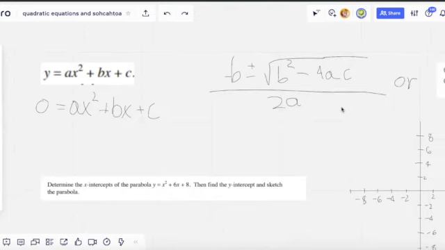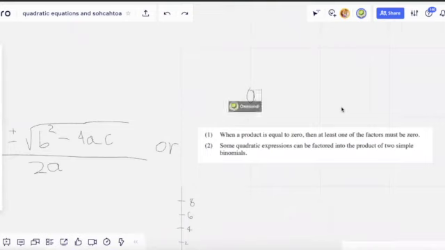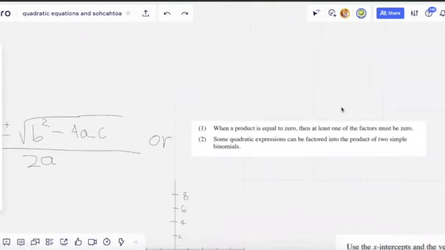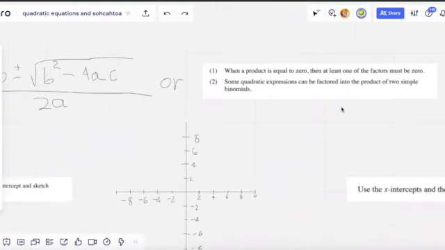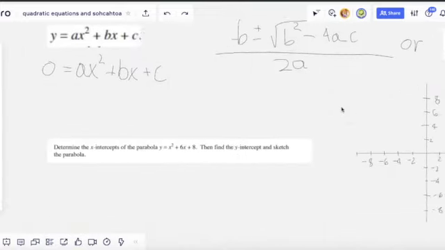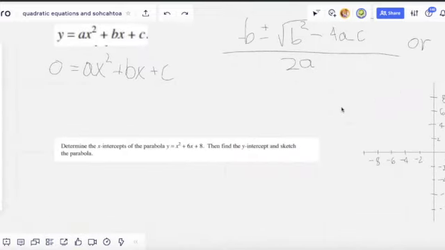Because some quadratic expressions can be factored into the product of two simple binomials. So when we solve for the x-intercept, that means y equals 0. So once we do 0 is equal to ax squared plus bx plus c, we might be able to factor this. So let's look at an example. So the first problem is determine the x-intercepts of the parabola y equals x squared plus 6x plus 8, and then find the y-intercept and sketch the parabola.